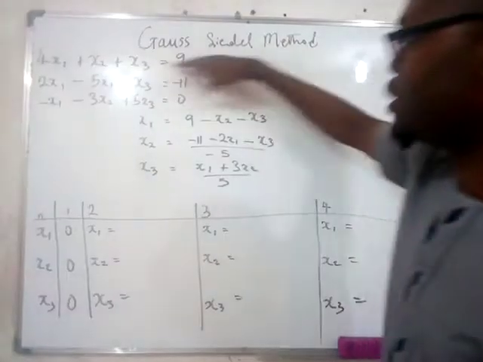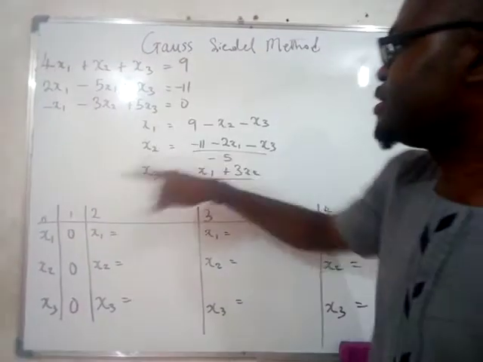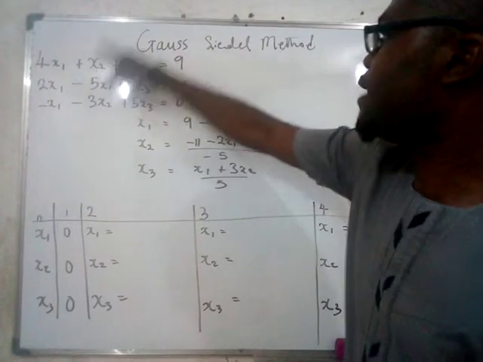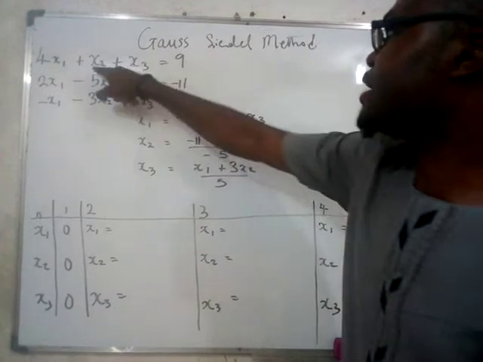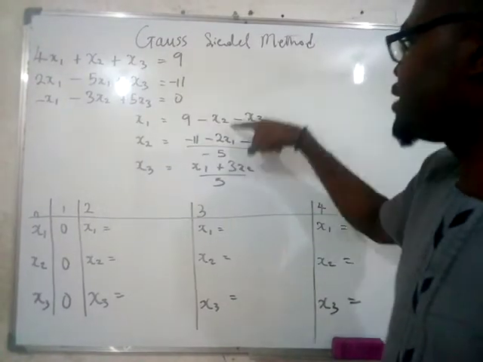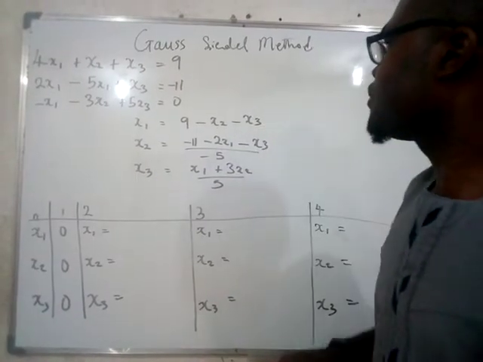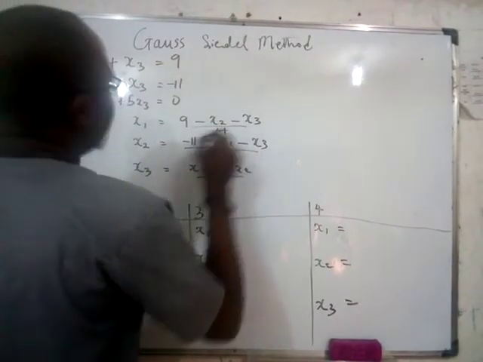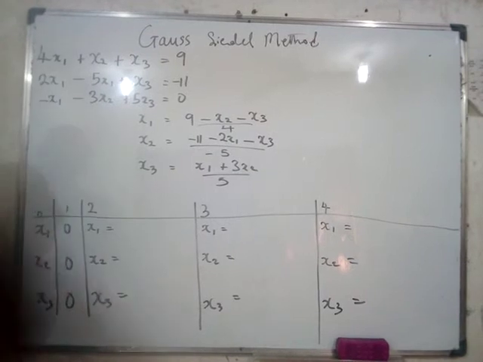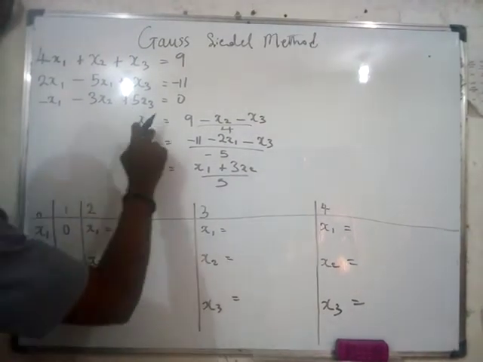Using the first one, make x1 the subject. So when you write x1, you're going to have all this going over here. You're going to have 9 minus x2 minus x3, all over 4, which is the coefficient of x1. So that makes x1 the subject.